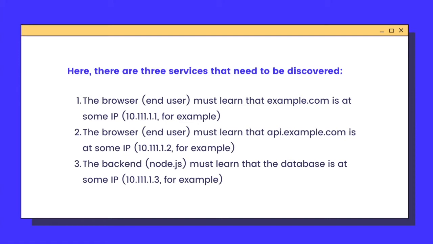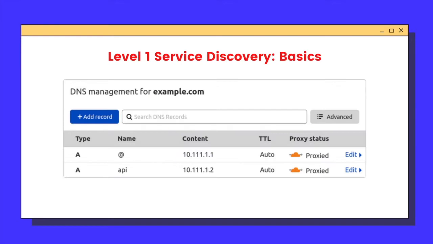And the backend needs to learn that the database is at 10.1.1.3, for example. So the backend needs to know the IP address and port of the database, and the browser needs to know the IP address and port of the backend and the front end. In the very simplest configuration, everything is manually configured. The backend and front end are at static IPs and given host names within DNS, the domain name system. It's the mapping of example.com to an IP address on the internet. And the backend is configured to connect to MongoDB at a specific port.